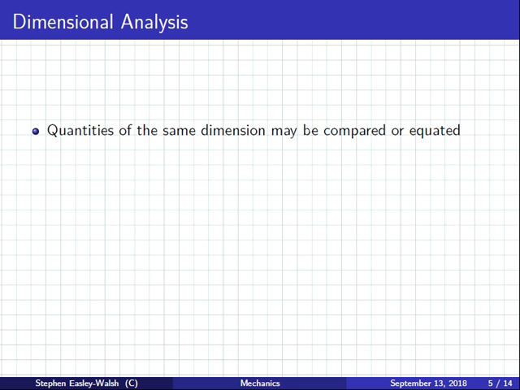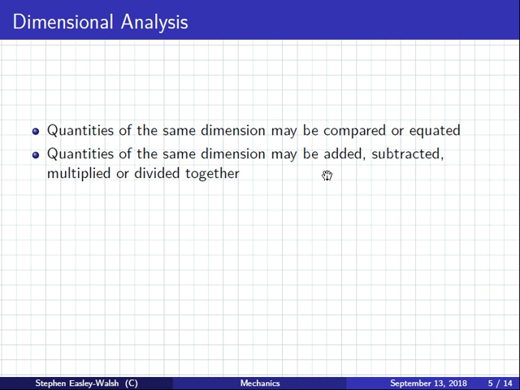Now, quantities of the same dimension can be compared or equated. What I mean is, and I think you know this, you can say 3 meters is bigger than 2 meters. But can you say 3 seconds is bigger than 2 meters? No, because they're different dimensions. So if you want to compare, they have to be the same dimension. You know this, I think.